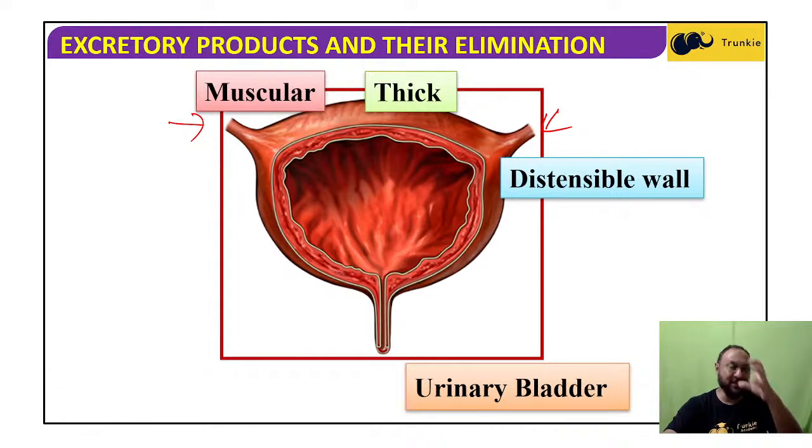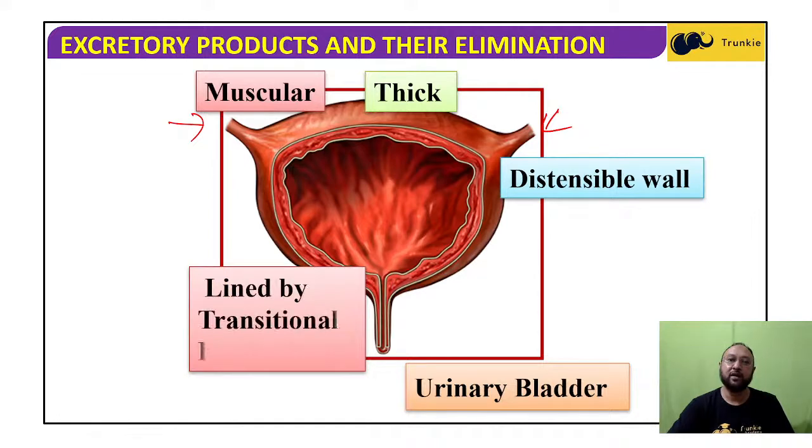While accommodating the urine temporarily it can expand, and then there is a kind of reflex from the nervous system, from our control and body system, to release the urine. Then the muscles at the lower end relax, and the urine comes out from the urinary bladder. It is lined by transitional epithelium, again like we found in the previous case, that is the ureter.